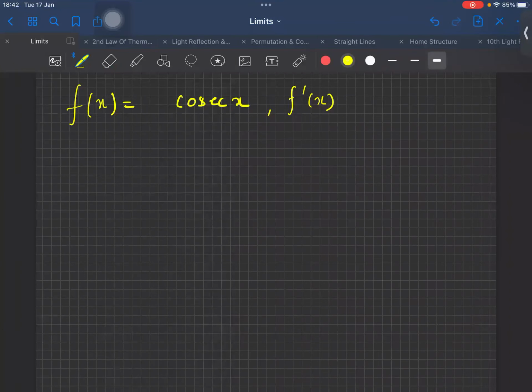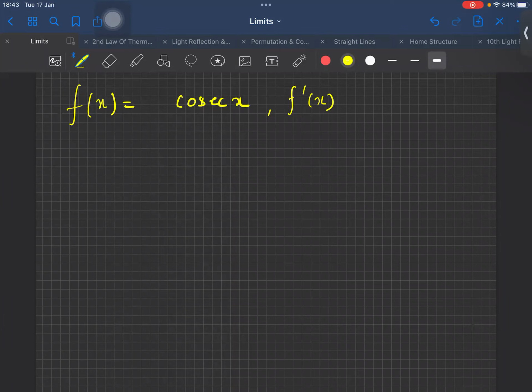We have studied trigonometric functions, right? We have seen the derivatives of sine, cos, and tan. But what is the derivative of cosecant of x? Anyone please tell me. Can you please repeat one more time? Shreya, it was you, right? Okay, anybody else? Anyone? No one?